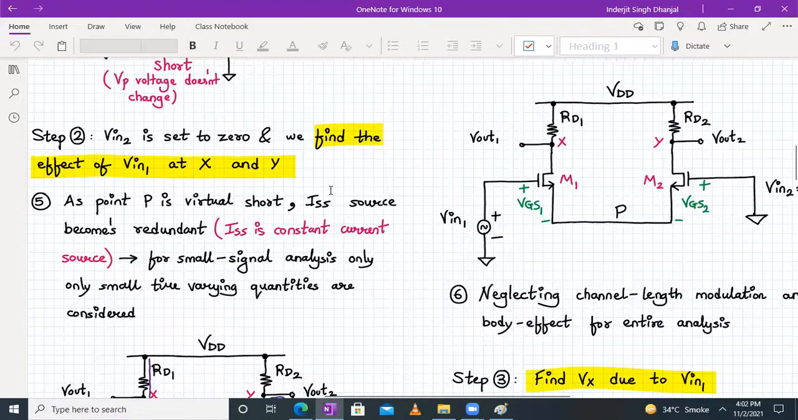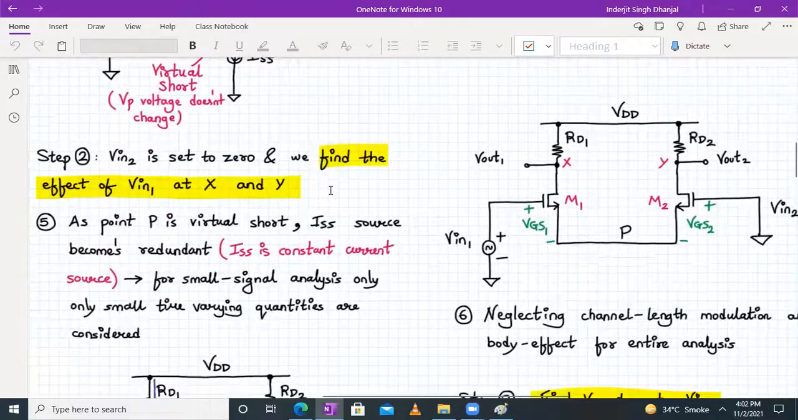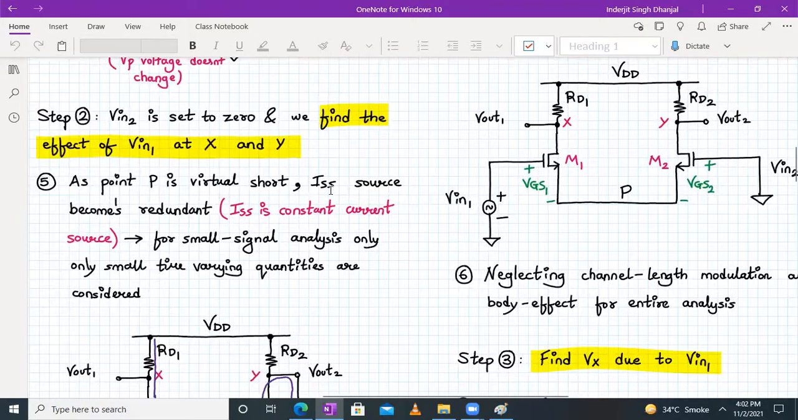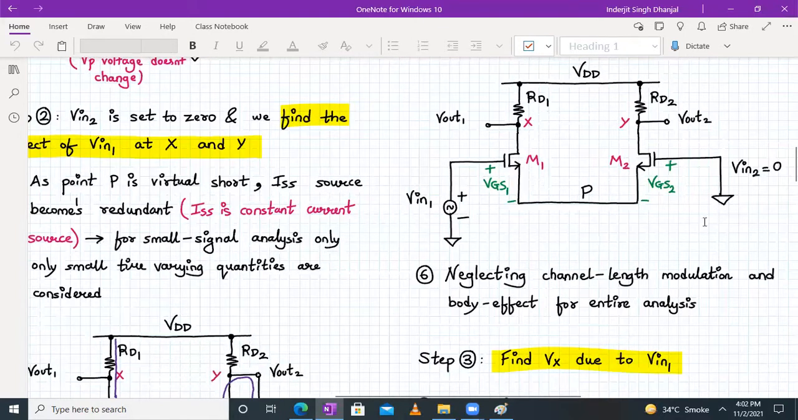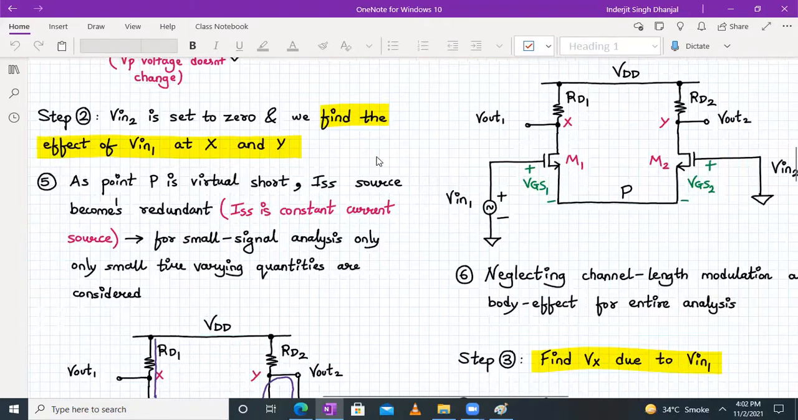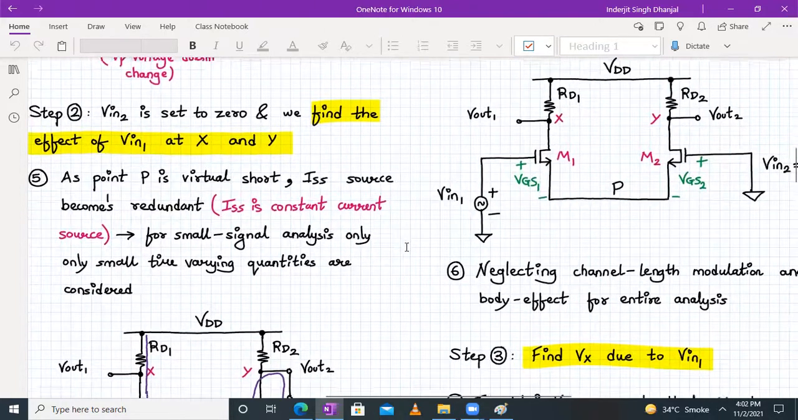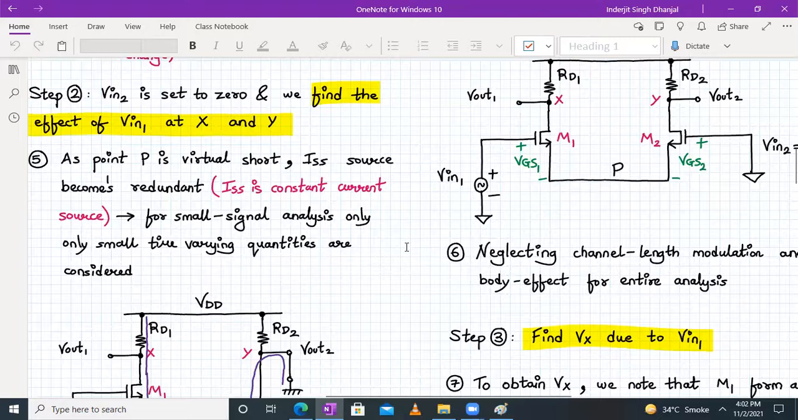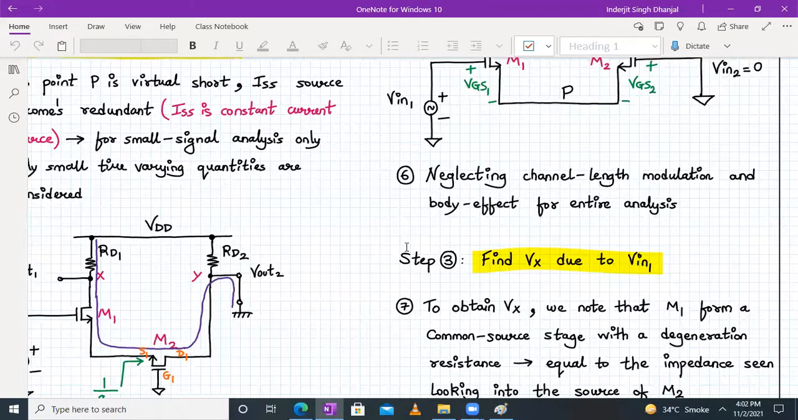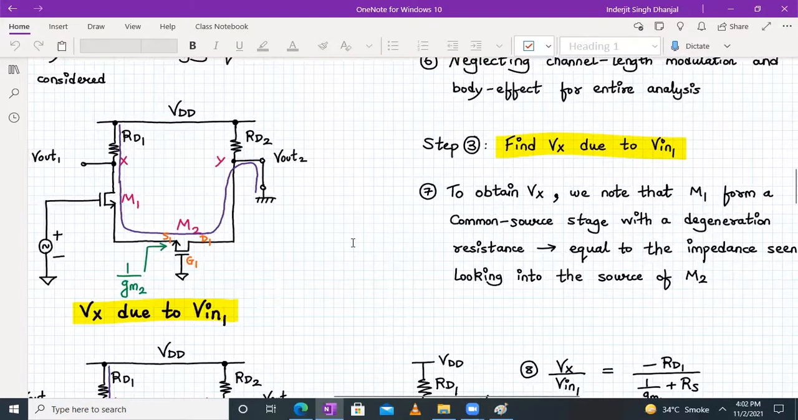Now, this was step number 1. The next step is Vin2 is set to 0. We have deactivated this voltage source Vin2 and replaced it with a short. Now we have to determine the effect of Vin1 at the X and Y nodes. So we will apply the small signal analysis, the superposition theorem. Let us begin. We'll neglect channel length modulation and the body effect for the entire analysis. When we are finding Vx with respect to Vin1, Vout2 is not a concern. That's why we have grounded it.